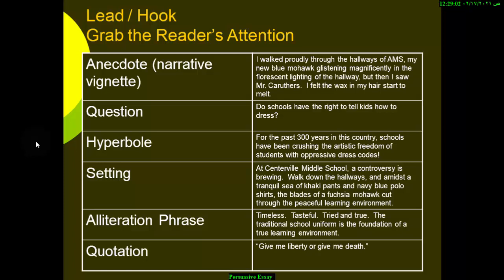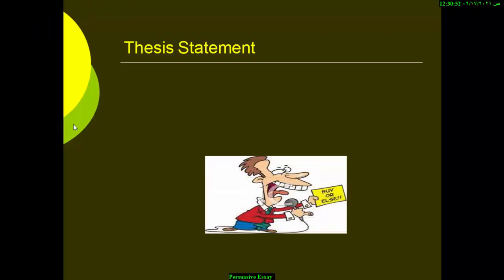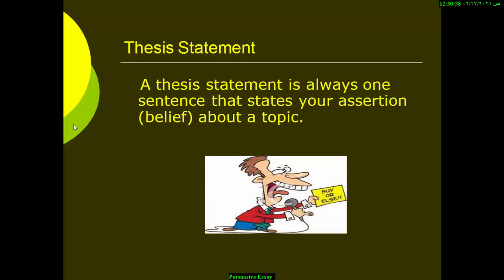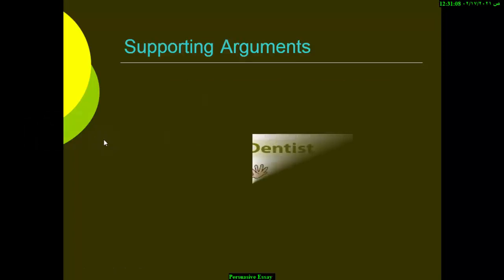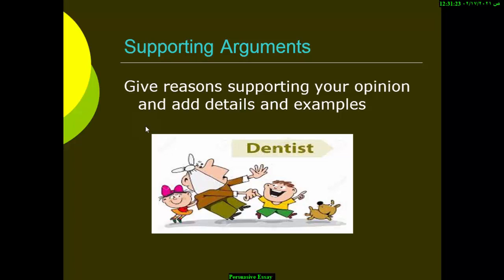And these are examples of the most common hooks: anecdote, question, hyperbole, setting, illustration, phrase, or quotation. And here we come to the most important sentence in the essay, which is the thesis statement. It is a sentence that states your assertion or belief about a topic, and you may start with "I believe in so and so," or "I think blah blah blah." Is that enough? No, you still need to support your argument. How? Using reasons, supporting your opinion, and adding details and examples.